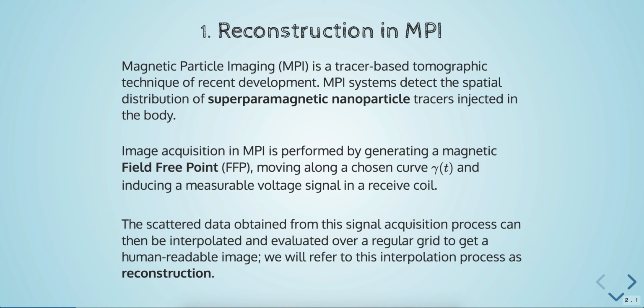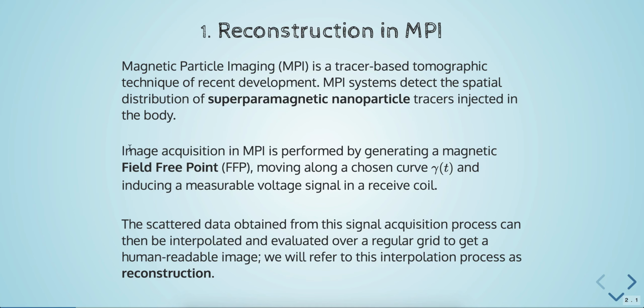Magnetic particle imaging, or MPI from now on, is a tracer-based tomographic technique of recent development. It has been developed in the zeros of the 2000s. Now, MPI systems detect the spatial distribution of a tracer, which is superparamagnetic nanoparticles, which is injected in the body.